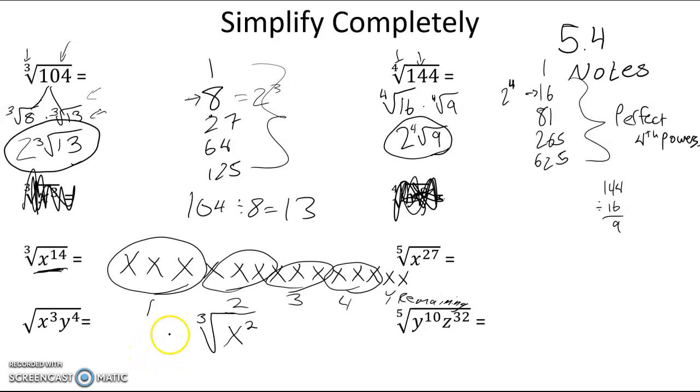Now, when it comes to stuff on the outside of the radical, I'm going to write my x down, and I'm going to write x to the power of how many groups I was able to get. Not how many x's I got, but how many groups I got. So it was x to the 1, 2, 3, 4 power. We're going to write this as x to the 4th power. All right? So it's x to the 4th power times the cube root of x squared there.